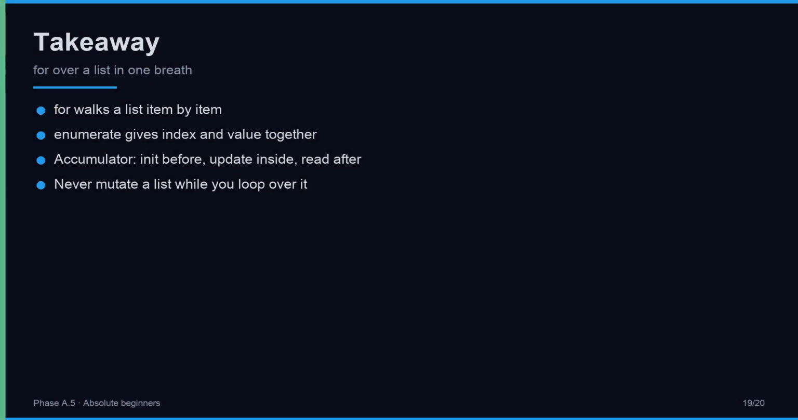Here is the whole lesson in one breath. The for loop walks a list item by item. For, a variable, in, the list, a colon, then the indented body. The body runs once per item. Use enumerate when you need position and value together. Use the accumulator pattern to sum, count, or find a maximum. Initialize before, update inside, read after. Strings are iterable too. Never modify a list while you loop over it, iterate over a copy instead. That is for over a list, in one breath.